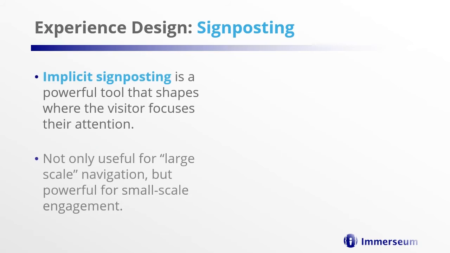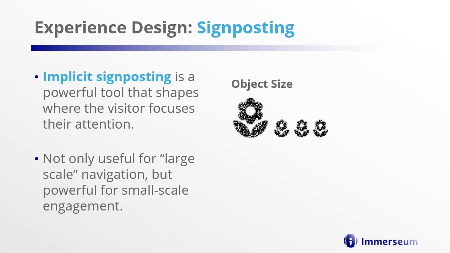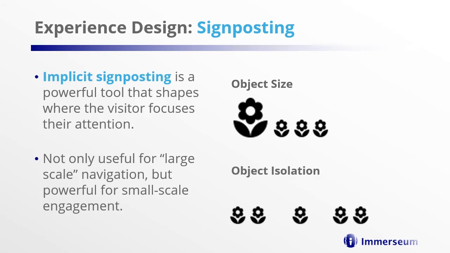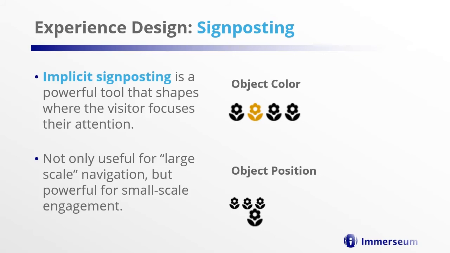Now, implicit signposting, there's a variety of tools that you can use to do that. One is object size, right? Very simple. You want to draw attention to something, make it a very distinctly different size than the things around it. You've got object isolation, put it on its own. Object color or object position. These are the things that you can choose to subtly guide where your visitors look, what they fixate on.